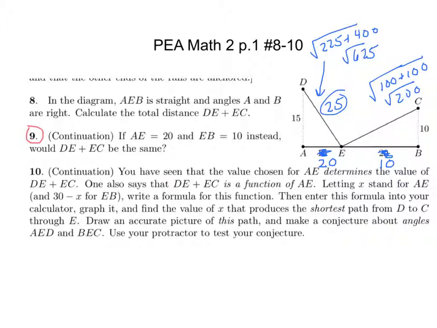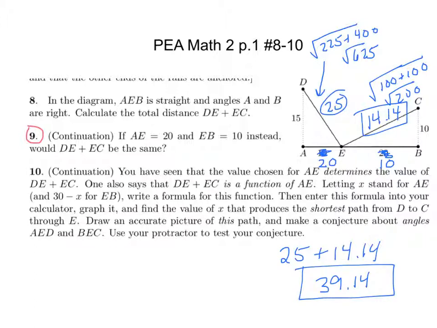So in decimal, what was the decimal for that one? Anybody have the decimal? 14.14. Okay, and you add those together, and Kara, what'd you get for that? 39.14. So it doesn't look to me like DE plus EC would be the same numbers there. Question there? Go ahead and read this.